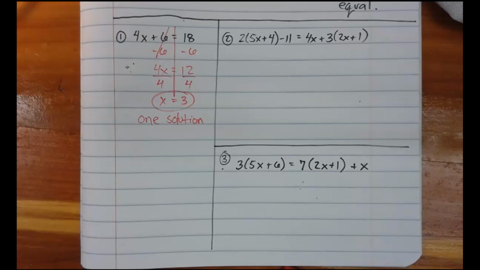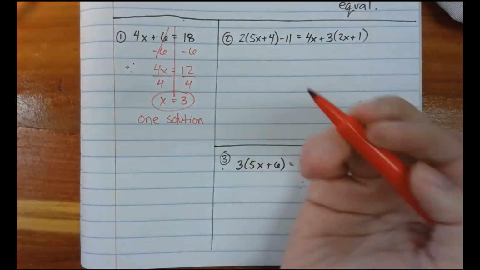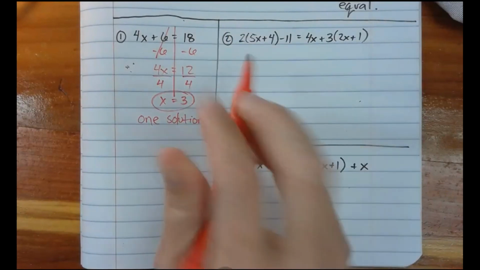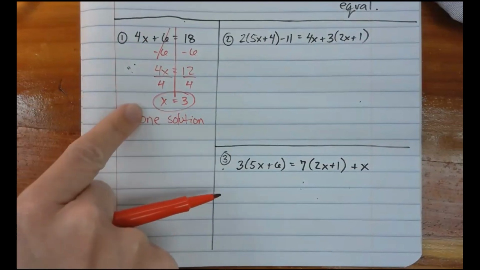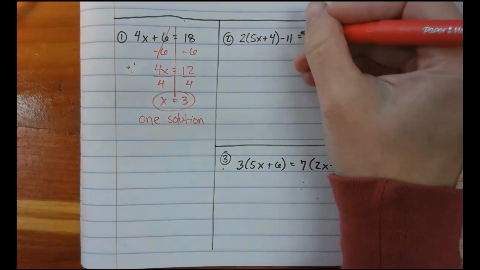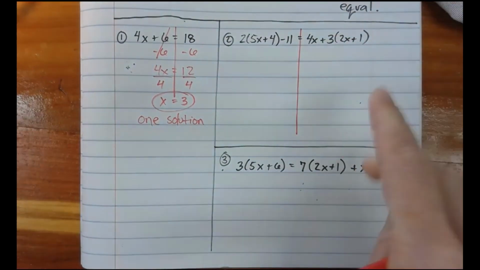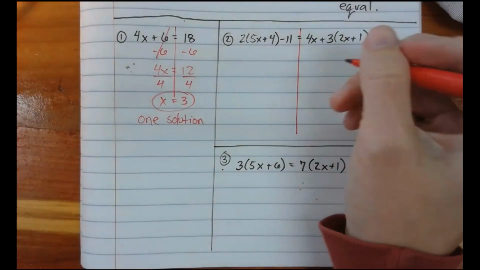All right, so for the first problem, I have already worked that one out for you, and hopefully you have paused the video and worked this out. For the first problem, it's pretty straightforward. Subtract 6, divide by 4, you end up with x is equal to 3. So this is what we would call one solution. Now, on the next couple of problems, we're really deciding which one of these is no solution, and one of them is, of course, going to be infinite solutions.